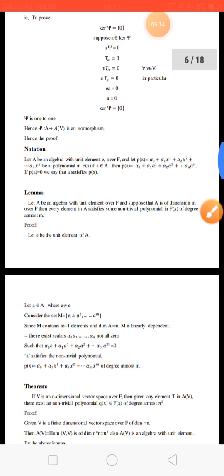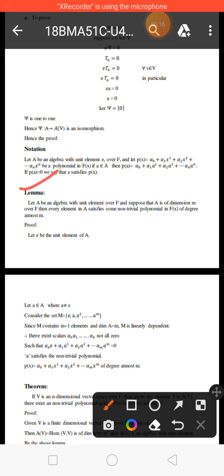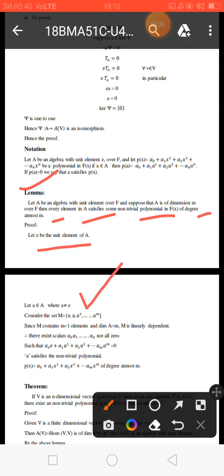So our next lemma: let A be an algebra with unit element over F, and suppose that A is of dimension m over F, then every element in A satisfies some non-trivial polynomial in F[x] of degree at most m. So let e be the unit element of A. Let a belong to A where a is not equal to e. So consider the set M = {e, a, a², ..., aᵐ}.